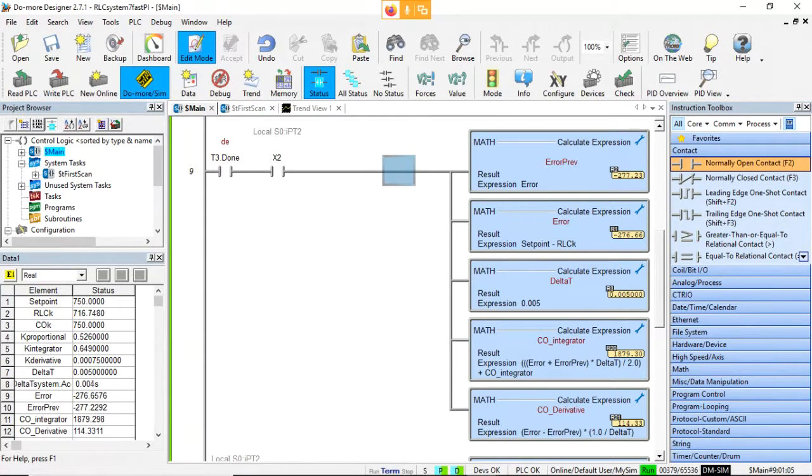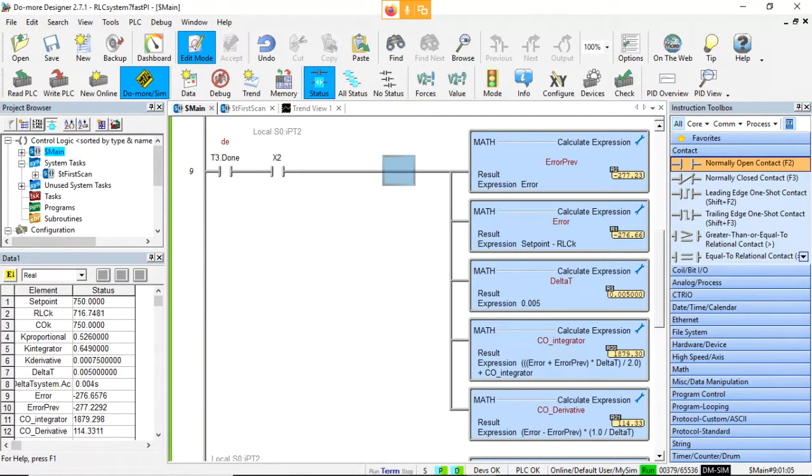The next thing we're doing is calculating the actual error. So we move the error into the previous error, and then we can calculate the new error, which is calculated by set point minus the process variable, which in our case is RLCK, essentially the voltage across the capacitor.